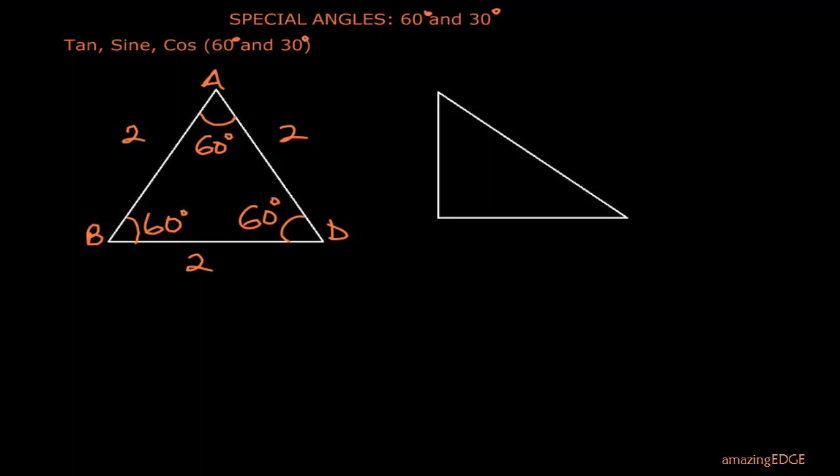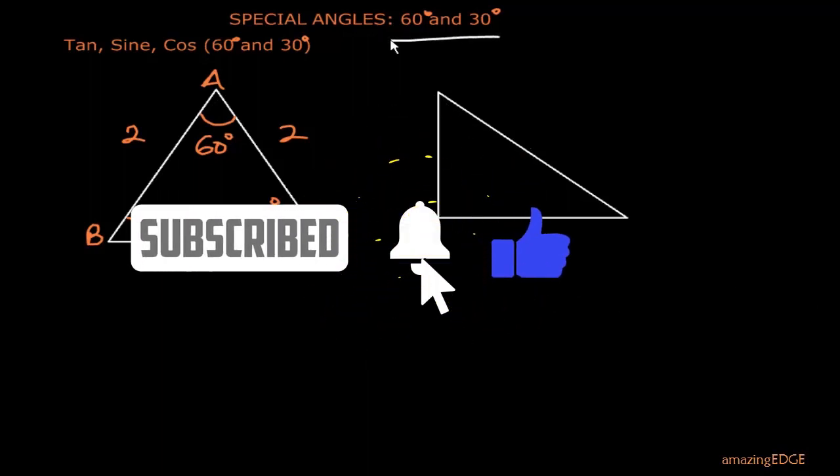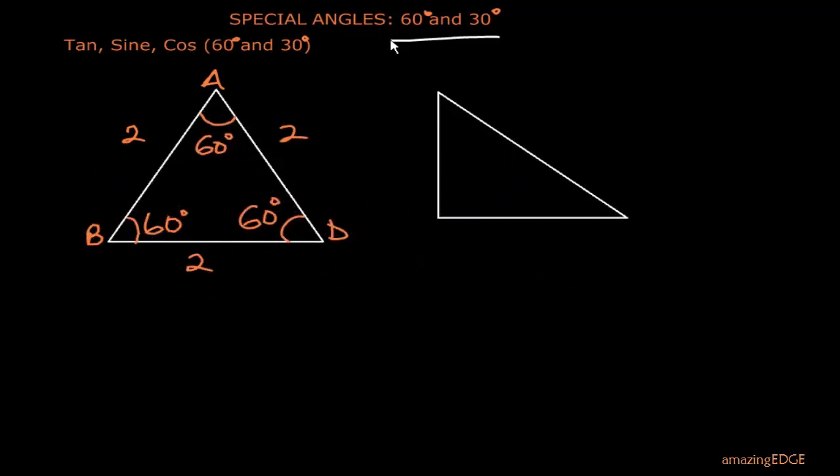So now we want to consider the special angles of 60 and 30 degrees. We start with an equilateral triangle with side 2 units, as in the first triangle. Then, supposing we bisect this triangle into 2 equal parts, we have a dividing line that divides the base into 2 equal parts.